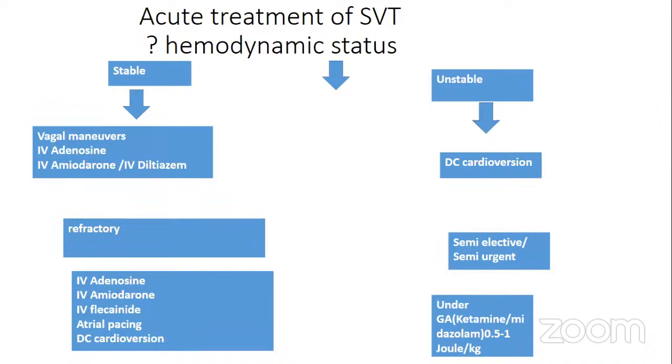Treatment depends on the hemodynamic status, whether the child is hemodynamically stable or unstable. If hemodynamically stable, we can use vagal maneuver, IV adenosine, IV amiodarone, IV diltiazem. If the child is hemodynamically unstable, we directly use DC cardioversion and we should use ketamine and midazolam for analgesia and sedation of the child if time is there.